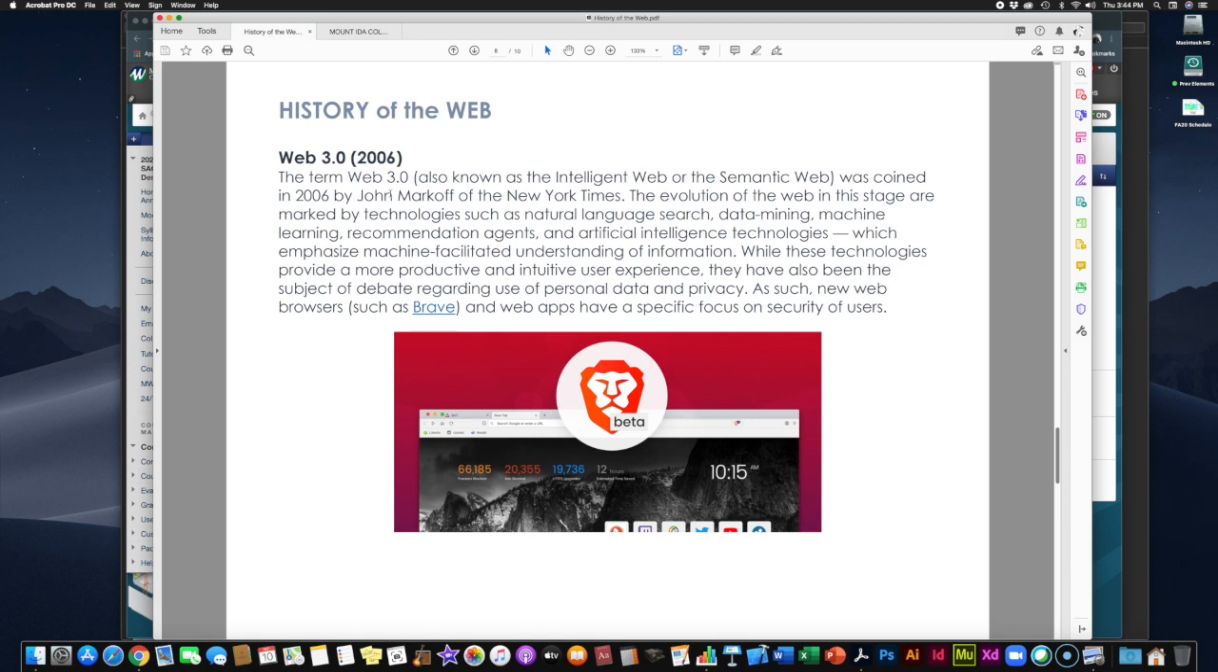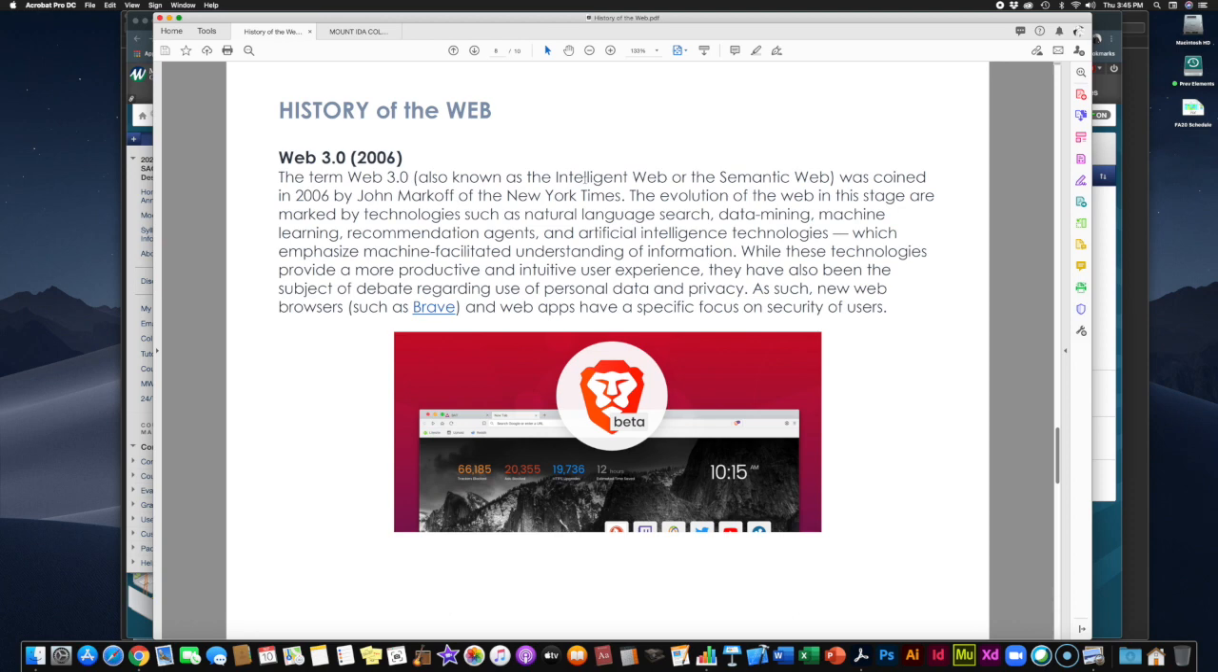Now, in 2006, we move into what is known as the Web 3.0 movement. The nicknames for this are the intelligent web or the semantic web, and that phrase was coined in 2006 by John Markoff of the New York Times, which is why we date the transition from 2 to 3 as 2006. Now, the evolution of the web in this stage is marked by technologies such as natural language search, right?